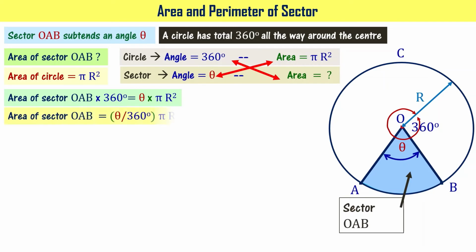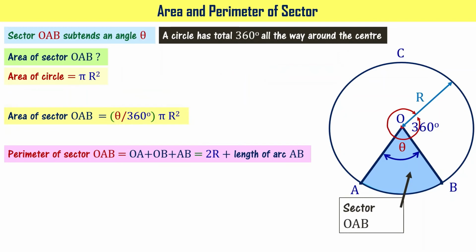You rearrange this equation such that you get area of sector OAB as theta by 360 degrees times pi r square. Please note this formula. And as you see from the figure, perimeter of sector OAB can be written as OA, that is one of the radius of the circle, and OB, that is also equal to radius, plus AB, right? AB is the arc.